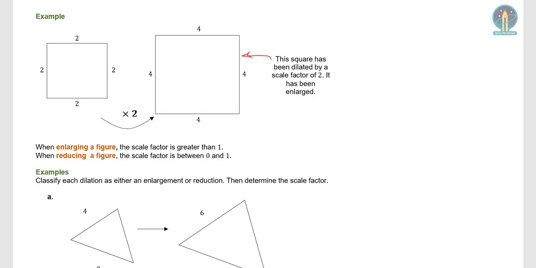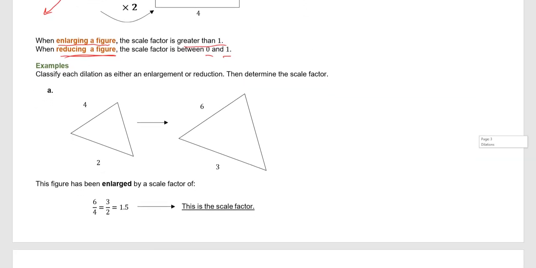So we say that this square has been dilated by a scale factor of 2, so it has basically been enlarged. So when enlarging a figure through a dilation, the scale factor is greater than 1, right? Has to be greater than 1. When a dilation reduces a figure, the scale factor has to be between 0 and 1, which makes sense, right? So it's either a fraction or decimal, but it's basically between 0 and 1. And that means that the original shape would have gotten reduced to a smaller shape.